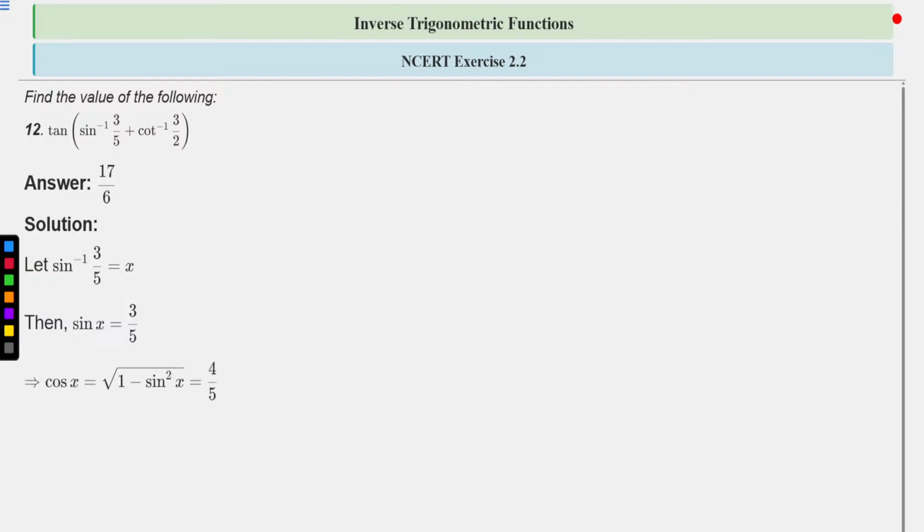Clear? So cos x will be equal to root over 1 minus sin square x, which will be equal to 4 by 5, right? Now, cos x is 4 by 5, so sec x will be 5 by 4. Then tan x will be root over sec square minus 1, therefore root over 25 upon 16 minus 1, which is equal to 3 by 4. And also you can find tan x by dividing sin x by cos x, which is 3 by 4. By this method also you can find tan x as 3 by 4, right?